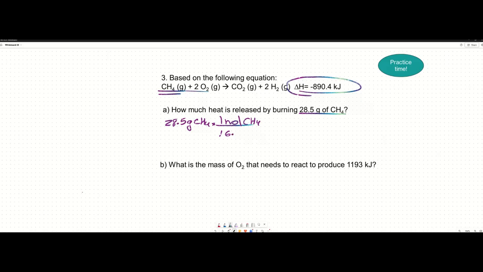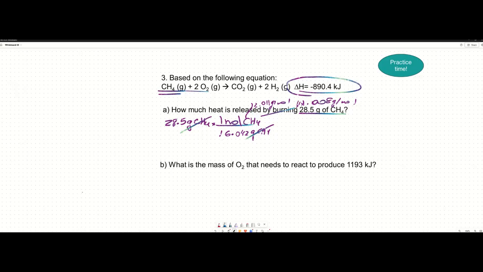So 1 mole of methane is 16 point, let me see, we have carbon, which is 12.011 grams per mole, and we have hydrogen, which is 1.008 grams per mole, so we need to multiply this by 4 and then add this, okay? So we're going to have 16.042 grams of methane. So we're going to cancel grams with grams, so we're going to have moles. I don't need to do this, so we can go directly over here.